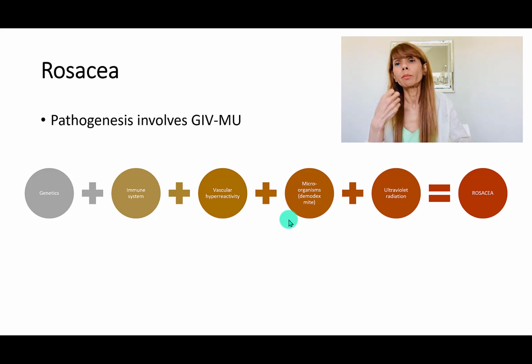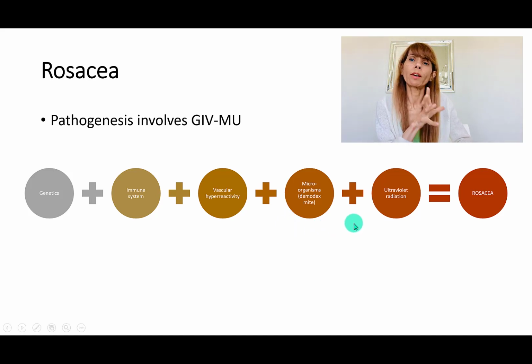And then there can be other microorganisms, for example, bacteria. And then finally, there is ultraviolet radiation. So all these five things put together can lead to rosacea, and sometimes people have a combination of some of these factors.